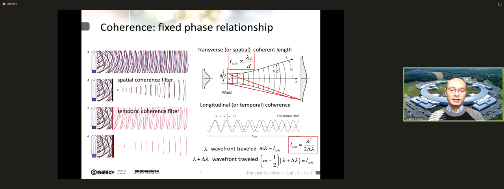And then for the temporal coherence, we can put a color filter in front of the source, and that only allows light with certain wavelengths to pass through, and all other colors will be blocked. So you can imagine we can put one pinhole and one color filter in front of the incoherent source, and then we generate coherent illumination afterwards with a single color and with the propagation direction collimated.